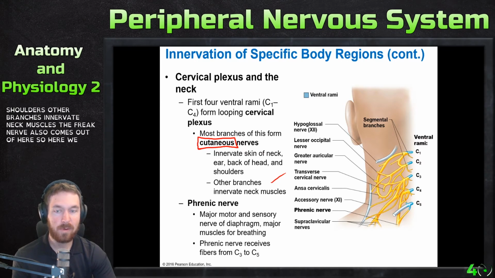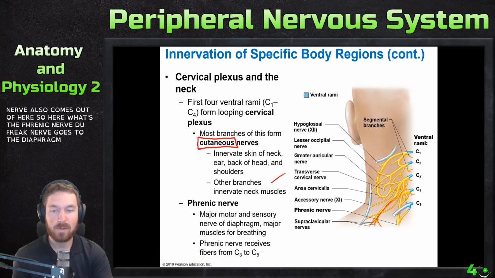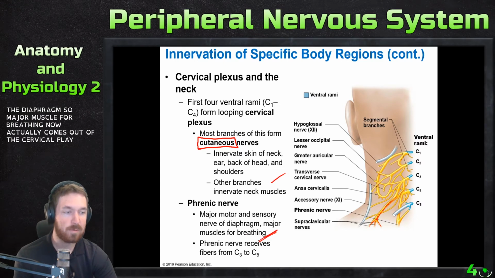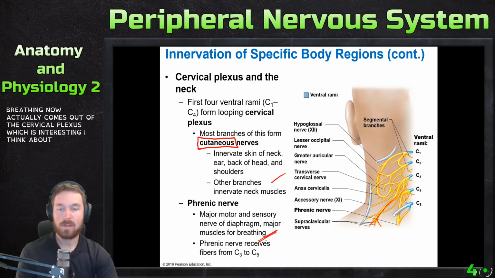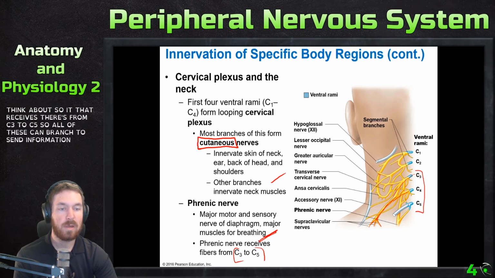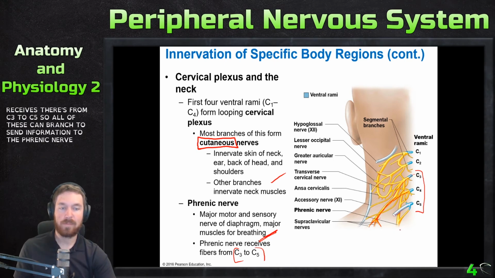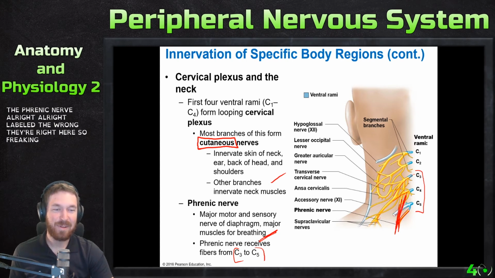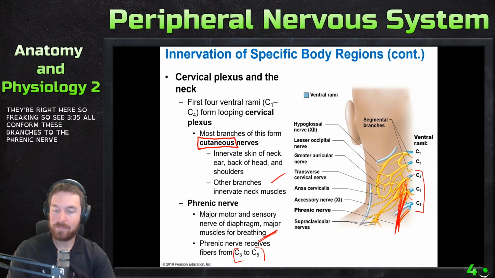So what does the phrenic nerve do? The phrenic nerve goes to the diaphragm, the major muscle for breathing. That actually comes out of the cervical plexus, which is interesting to think about. It receives nerves from C3 to C5, so all of these can branch to send information to the phrenic nerve. Oh, wait, I labeled the wrong nerve. Right here is the phrenic nerve. C3 through C5 all can form these branches to the phrenic nerve.